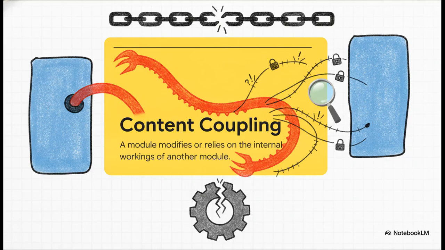And then, at the absolute worst end of the spectrum, we have content coupling. They actually call it pathological coupling, which tells you everything you need to know. This is when a module directly accesses or modifies the internal workings of another module. It makes the system nearly impossible to fix without breaking 10 other things.